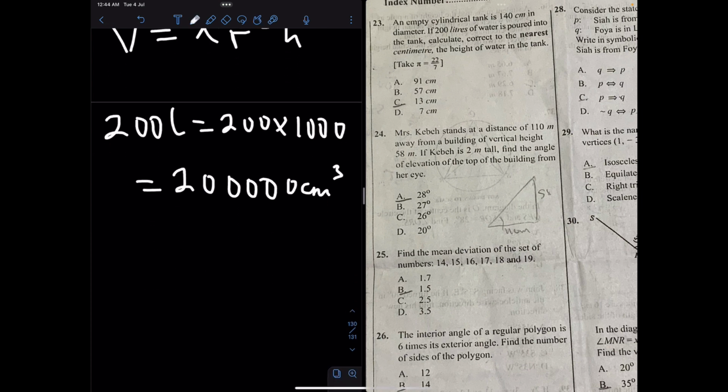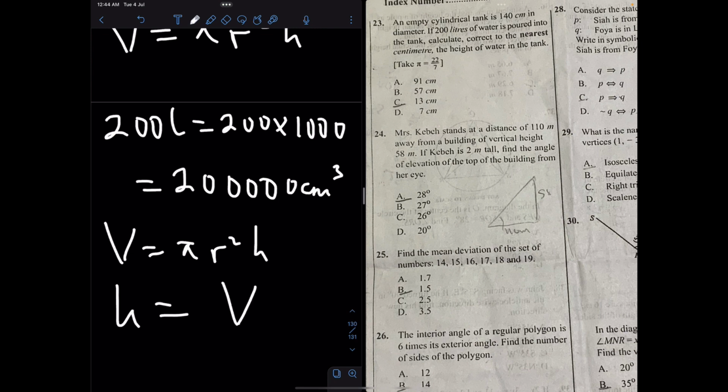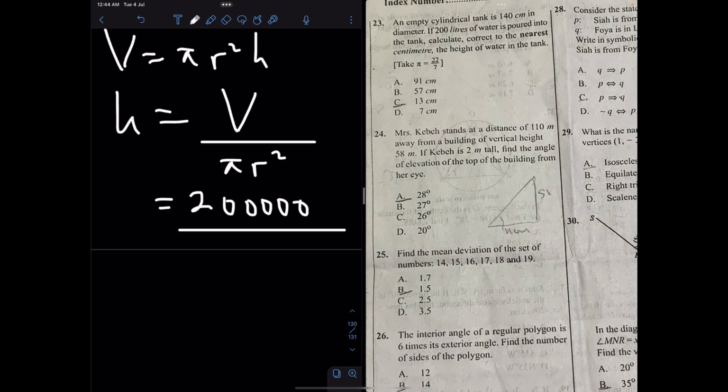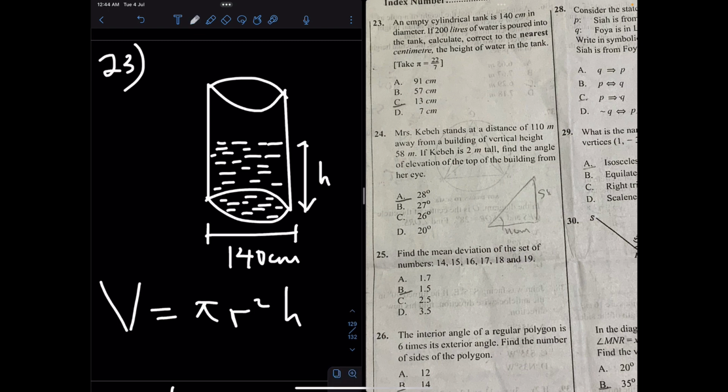If V is pi r squared h, then h will be equal to V over pi r squared. That simply means h equals V over pi r squared, which simply means 200,000 divided by pi, which is 22/7. Radius: if diameter is 140 centimeters, then radius will be 70 centimeters.